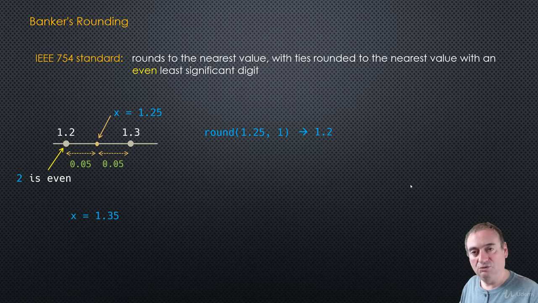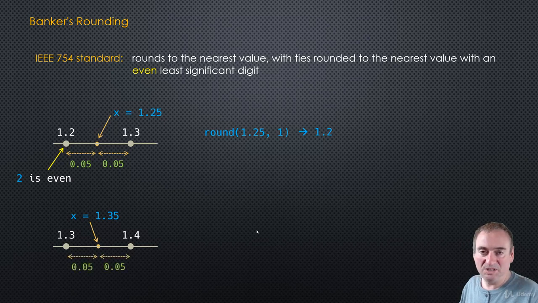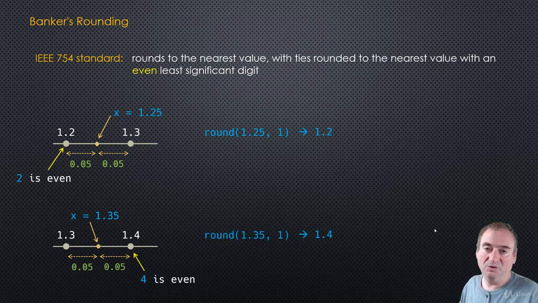If we look at x equal to 1.35, then 1.35 sits between 1.3 and 1.4. Again, it's equidistant, so we have a tie. And the least significant digit 4 here is even, 3 is odd. So since 4 is even, right, we only looked at the least significant digit, 4 is even, which means that we're going to pick 1.4 for the round. And in fact, that's what it returns. It returns 1.4. So this is called banker's rounding.